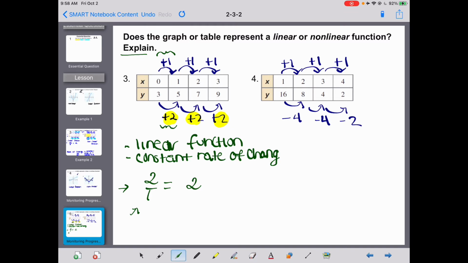In the second one, notice we have a -4, a -4, and a -2. If I were to set those fractions up, we'd have -4 over 1, -4 over 1, -2 over 1. They're different, so therefore this is nonlinear. And the reason it is nonlinear is because there is no constant rate of change.